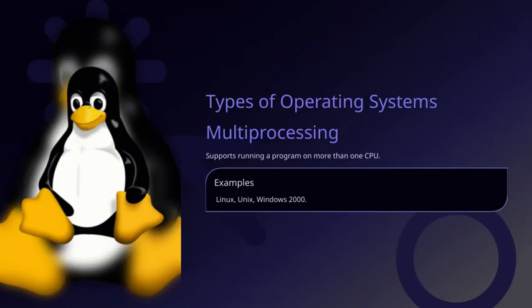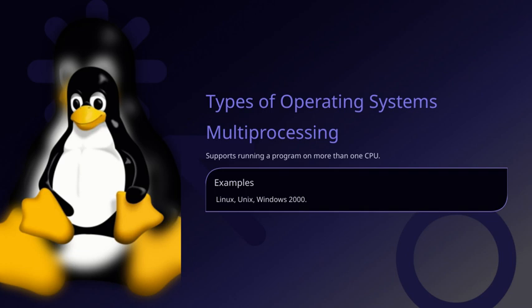Now, let's talk about the types of operating systems, focusing on multiprocessing. Multiprocessing is a key concept because it supports running a program on more than one CPU. This means that the system can handle multiple tasks simultaneously, greatly improving performance and efficiency. Think of it as having multiple brains working together to get things done faster. Popular examples of operating systems that support multiprocessing include Linux, Unix, and Windows 2000.